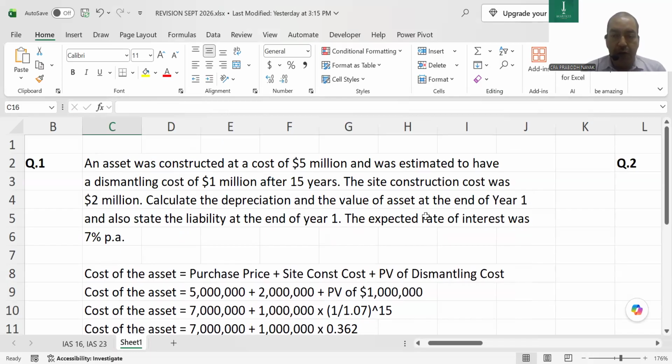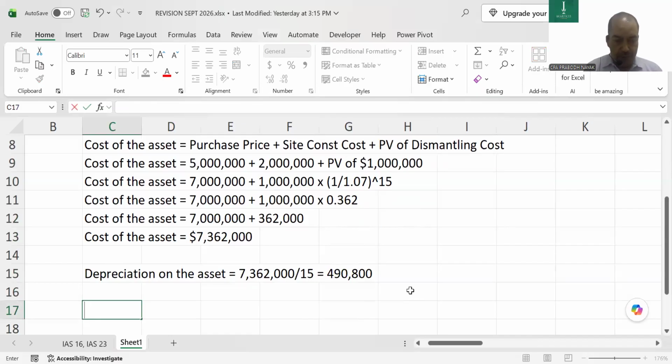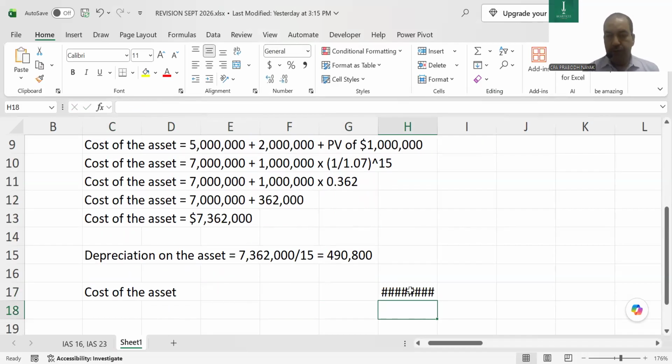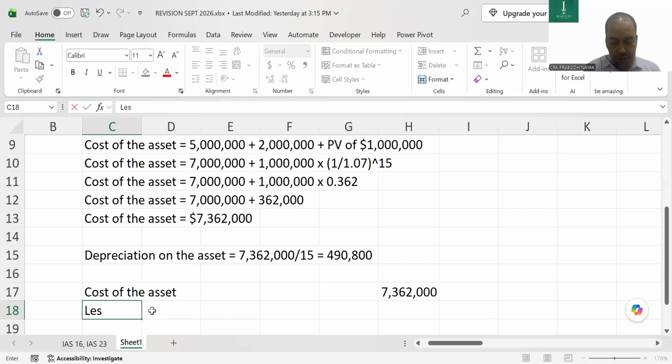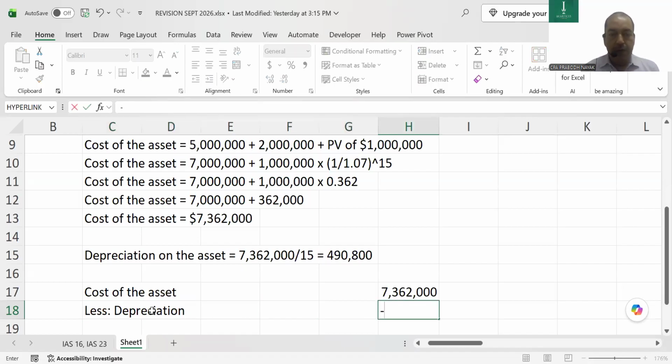Value of the asset at the end of year one after depreciation. Cost of the asset, that will be 7,362,000, less depreciation, that is 490,800.